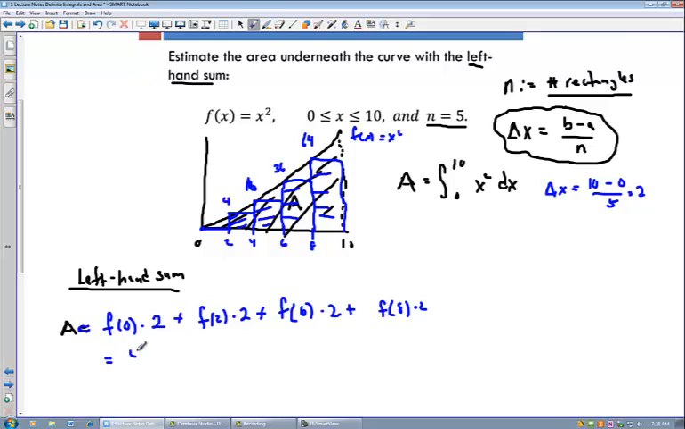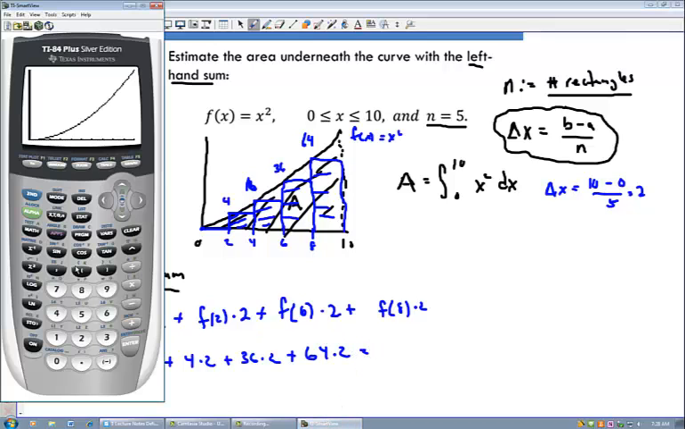So this is going to be equal to then, oops, not 4, 0 times 2 plus, and then I have 4 times 2 plus 36 times 2 plus a 64 times 2. And I can crunch this on my calculator. And the way I would do this on my calculator is I would probably just do 0 plus 4 plus 16 plus 36 plus 64. Oh, and I just realized I missed a number. All right, plus 64. And I'll fix that in a minute. So that's 120, and then I'd multiply it all by 2. So I get 240 units squared.